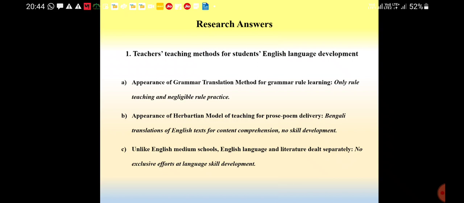My first was on the teachers' teaching methodology. The answer I have split into three parts: teachers' grammar teaching, teachers' prose and poem delivery, and finally what they are doing for English language skill development of students.